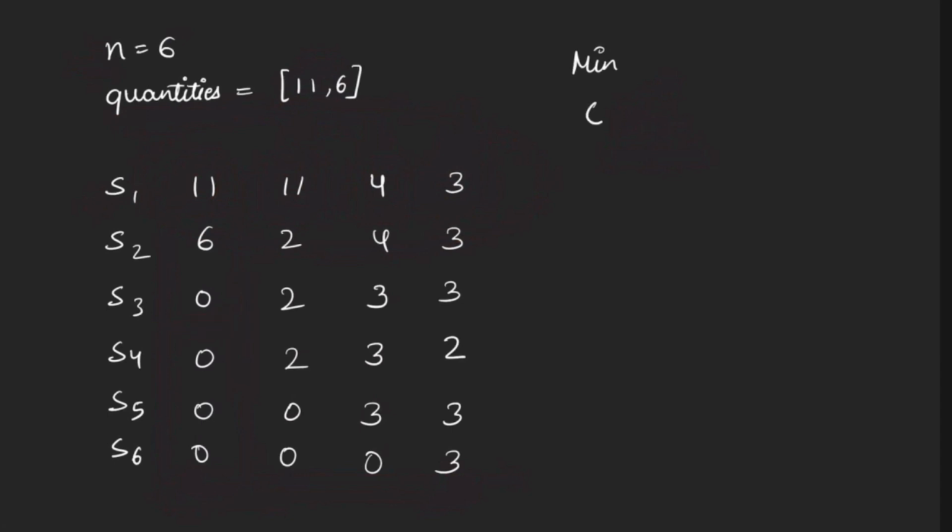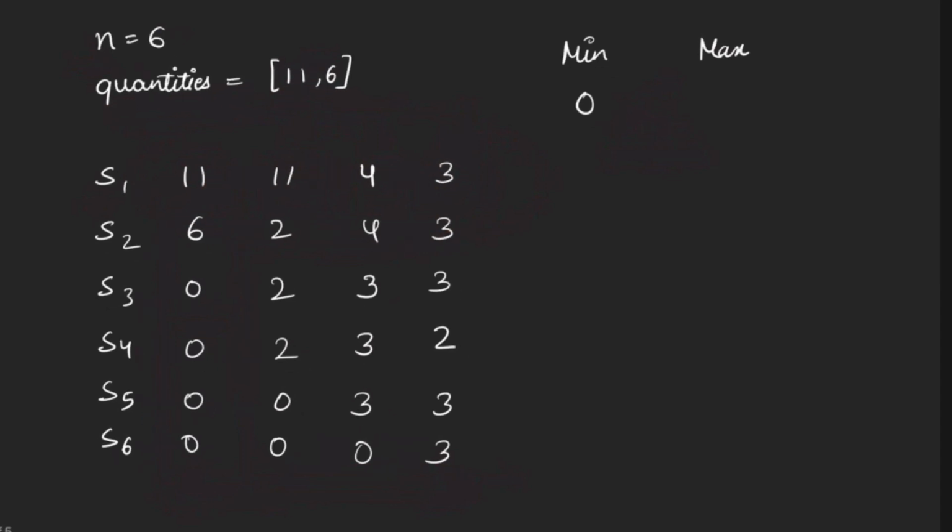0 is the minimum quantity that you can assign to any store. And what is the maximum quantity that you can assign to any store? So what will be the maximum quantity? It will be 11. Now, why 11?